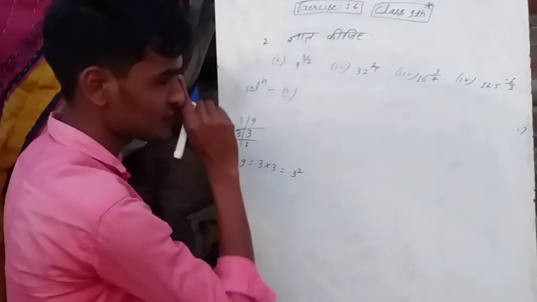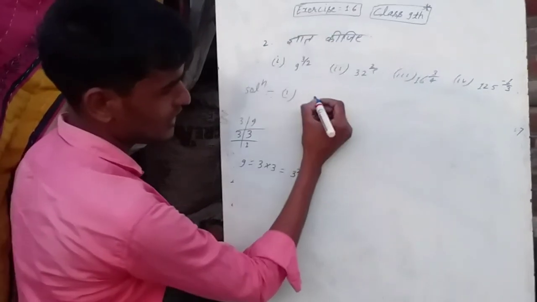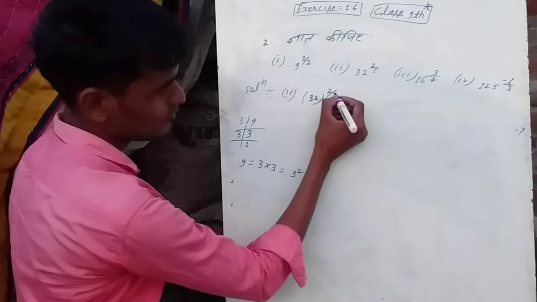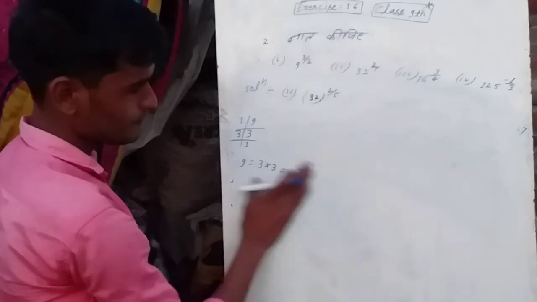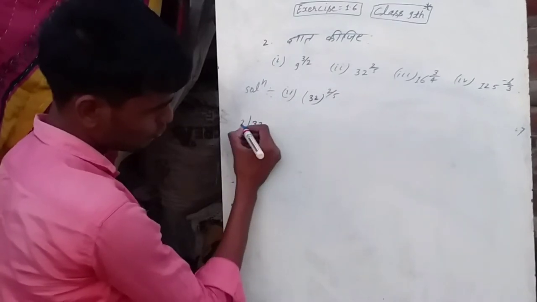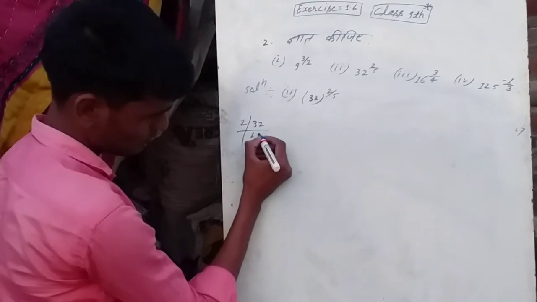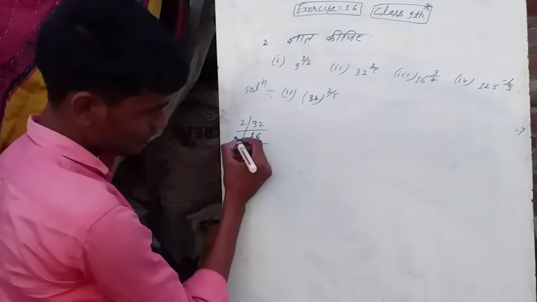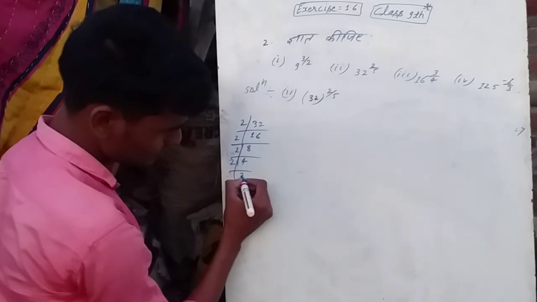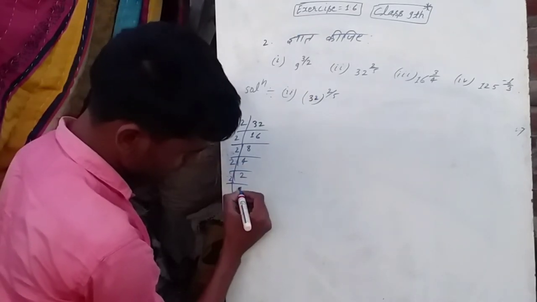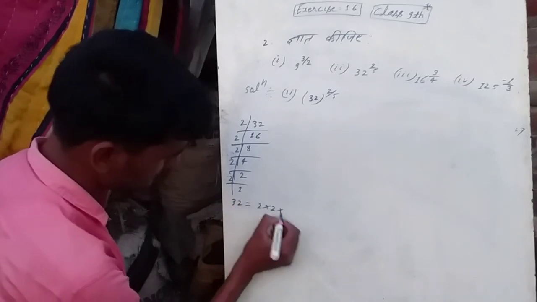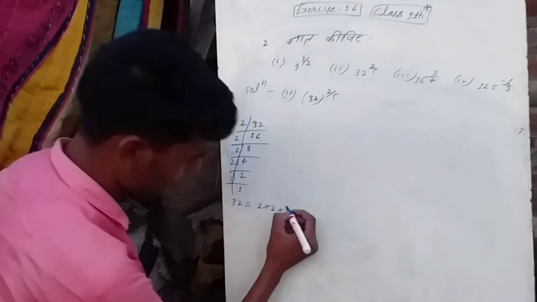Time is less, so I am using the first method. And 32 to the power 2 upon 5. Also we can factor this. 32: 2 times 16 is 32. 2 times 8 is 16. 2 times 4 is 8. 2 times 2 is 4. 2 times 1 is 2. Got it? Then also we can write it equal to 2 times 2 times 2, 1, 2, 3, 4, 5.